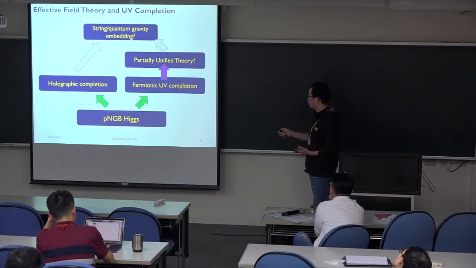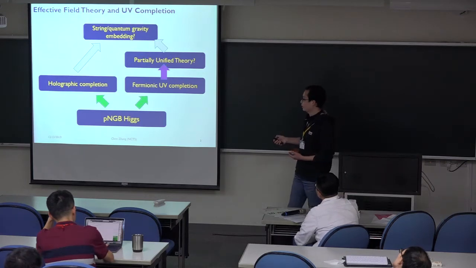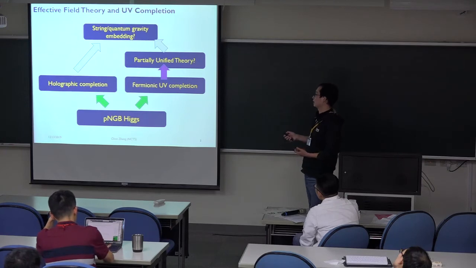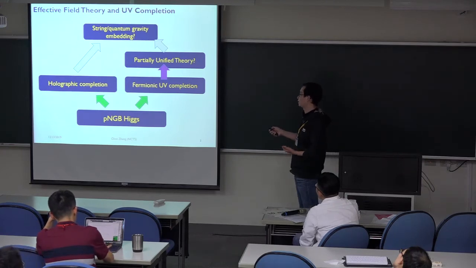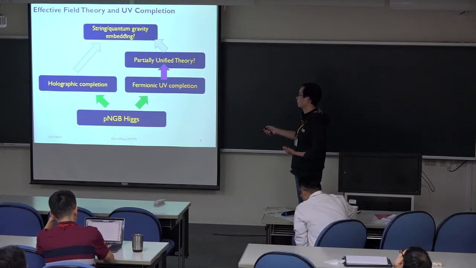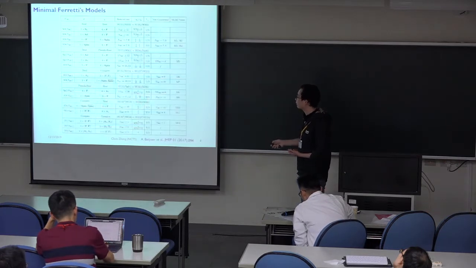And this partially unified theory is still not, strictly speaking, UV complete yet, because we will need too many fields, and so finally it should also be further UV completed into some string or quantum gravity theory.